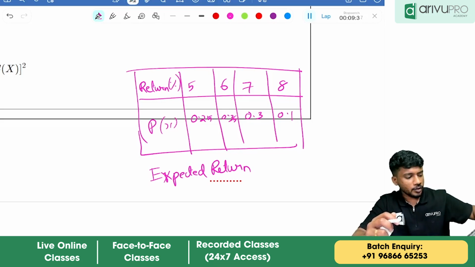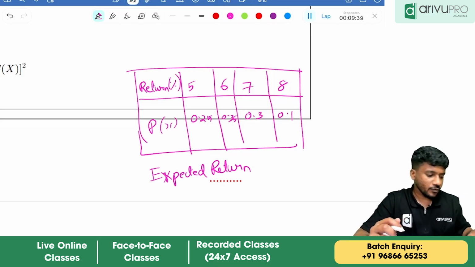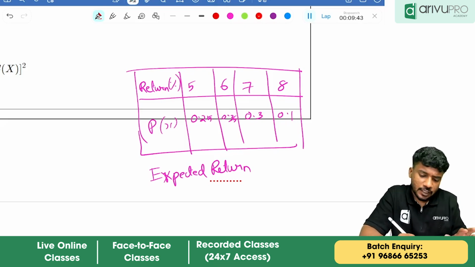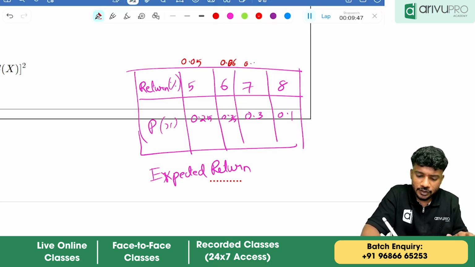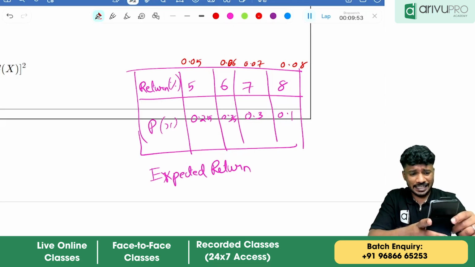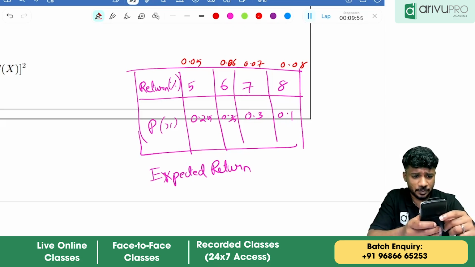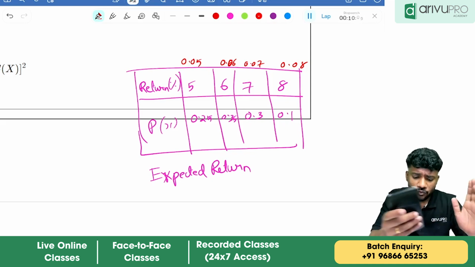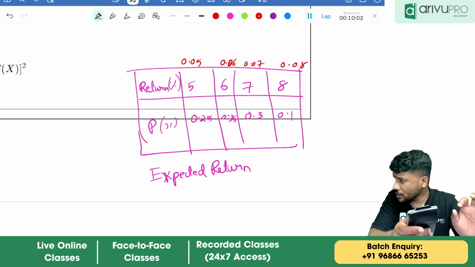So what we will do here is we will convert this 5 into what? We will convert it into 0.05, this 0.06, then 0.07, then 0.08. Then we will take our calculator. Now we will just take clear work. First step is what? We will go to second and data. Then we will clear work.